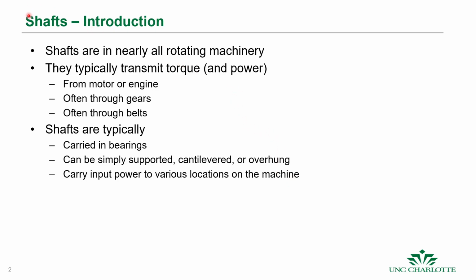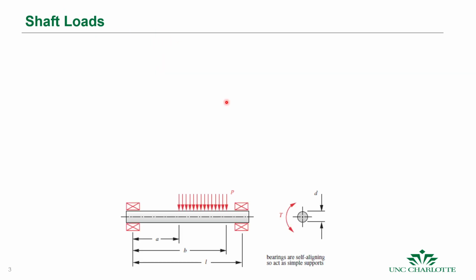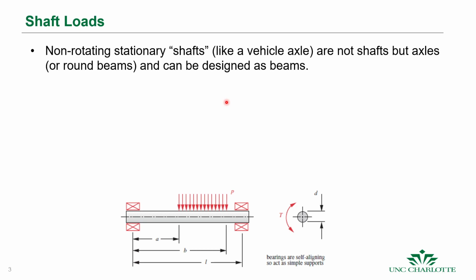And so our task is to design a shaft that will survive for the desired life of the machine. And often that just translates to picking a proper diameter of a shaft. So we're going to walk through that design process and how we get there. Before we get into the design process, though, we need to understand the shaft loads.